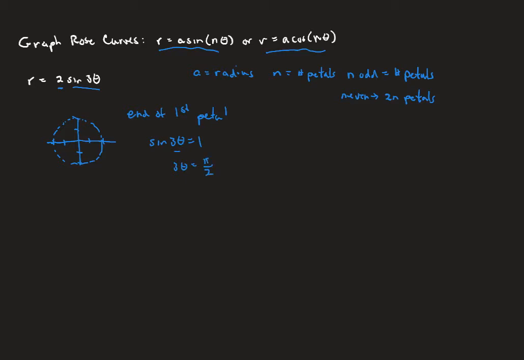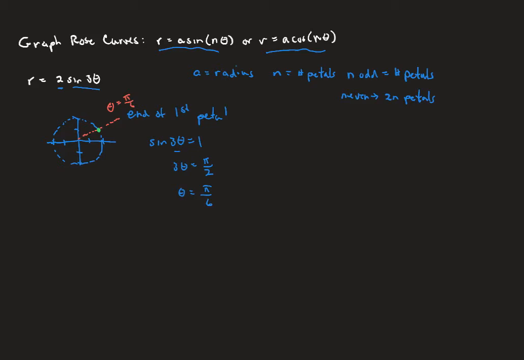Then if you solve that for theta, we'll divide by 3 or multiply by 1/3. That means that theta is going to be pi over 6. So at theta equals pi over 6, that's when our sine 3 theta will first equal 1. That's going to be the end of our first petal. So I'm going to go here to an angle of pi over 6, which is roughly there. So I'm going to say there is theta equals pi over 6, and I'm going to make that be the end of the first petal. So I'm going to put a little green dot there.